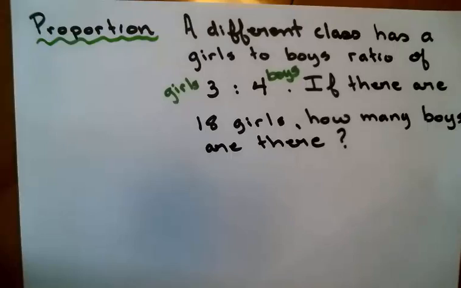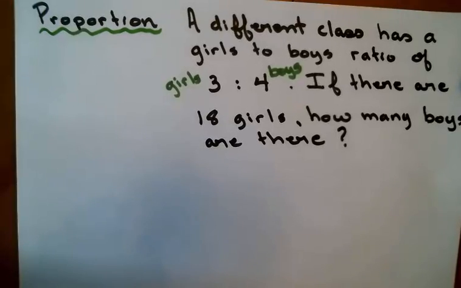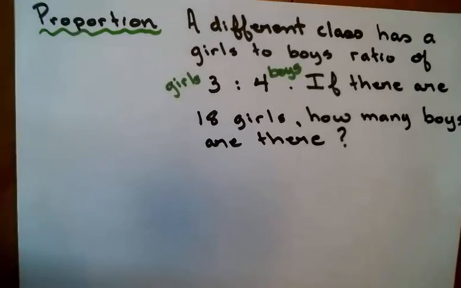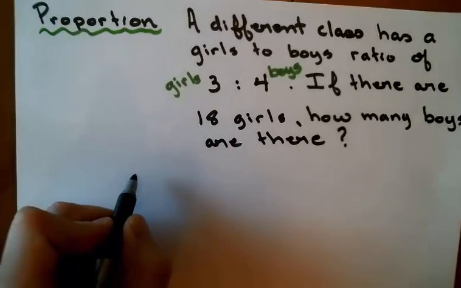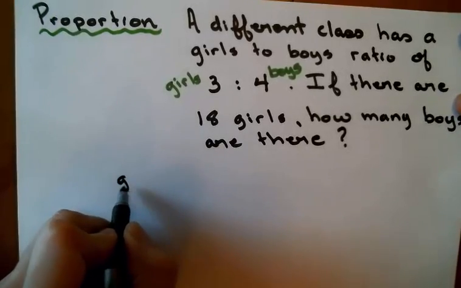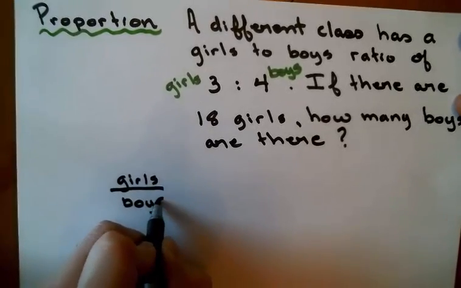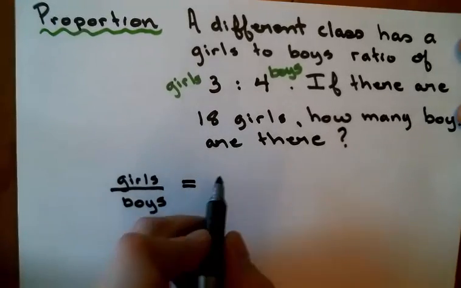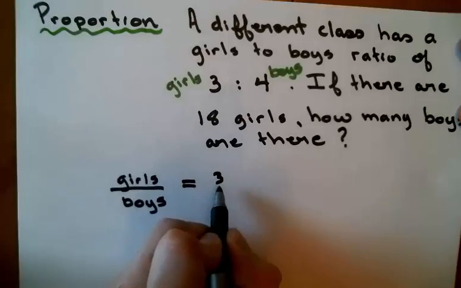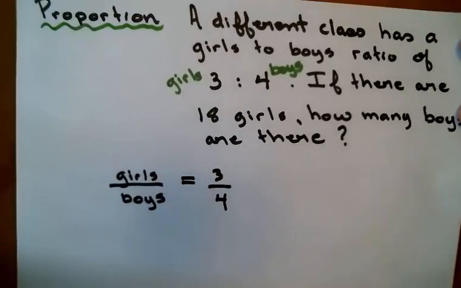Well, you have to set up what's called a proportion. Okay, so let's do that. Basically, a proportion is using several ratios. So here's the proportion. The first ratio, well, we've got girls over boys. And we know that that's a ratio of 3 over 4. So we make the girls match with the girls, the boys with the boys. But we also have another piece that's known.